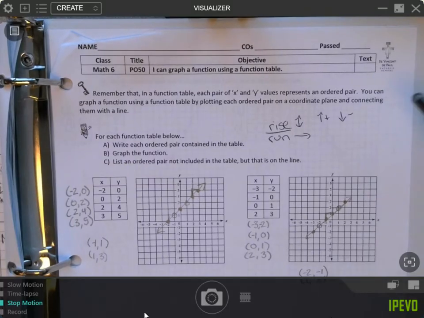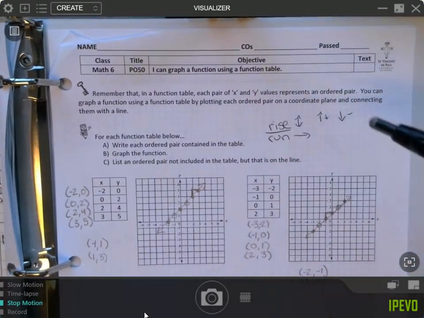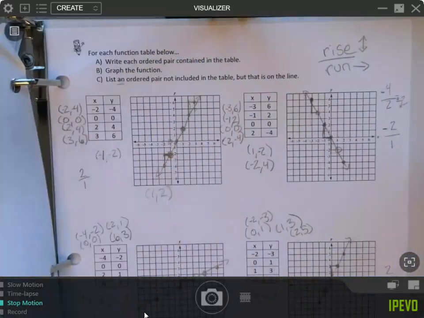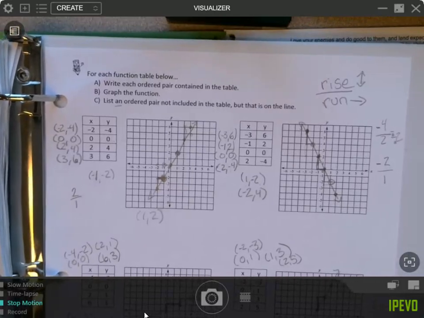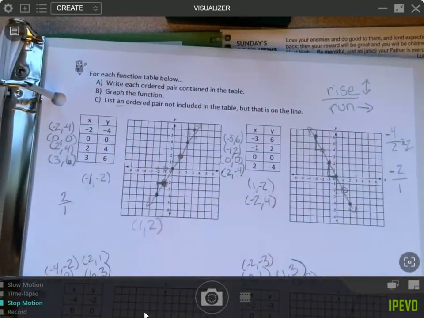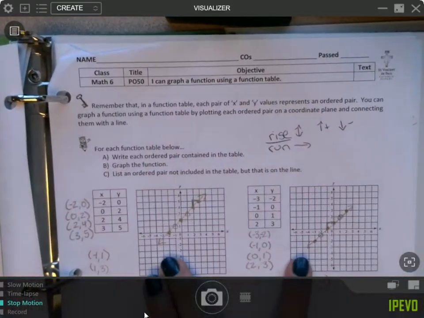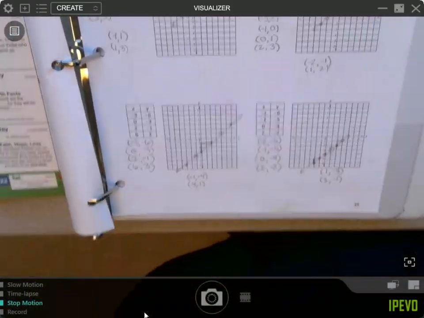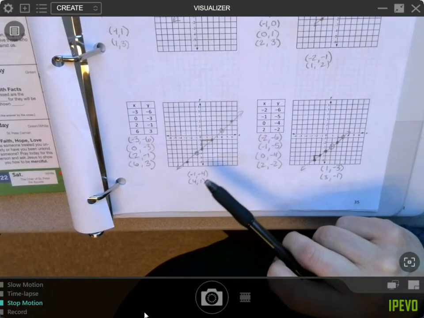So we did our first page on graphing our function table. We did that first page together. Let's look at our second page and see how we did. Actually, with that first page, in my video yesterday, we did the first two together, and then in class we worked on those second two. So let's just go over those real quick.